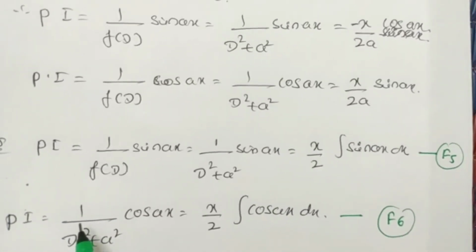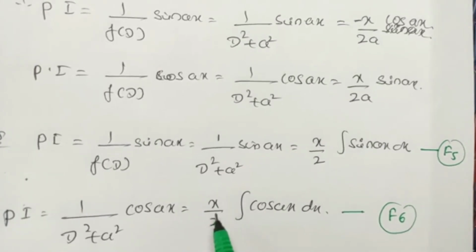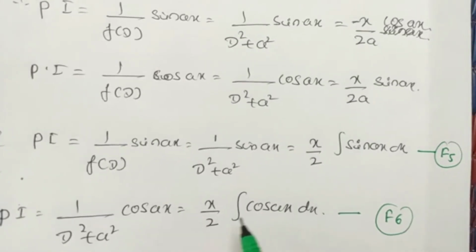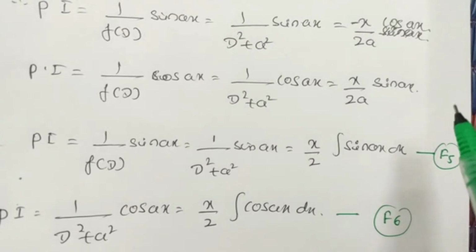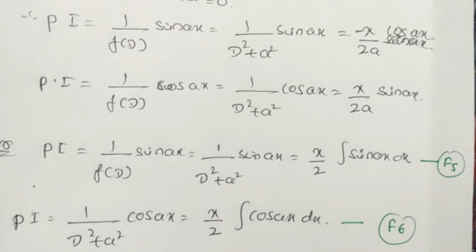And similarly, the particular integral of 1 by D square plus a square cos ax equals x by 2 into the integration of cos ax. This you will get as sin ax by a, that is formula 6. So in this session, how many formulas did we study? We studied 6 formulas. We will study examples on these formulas in the next session.